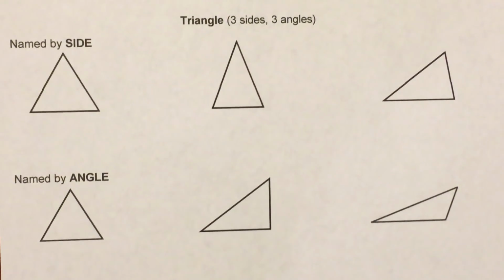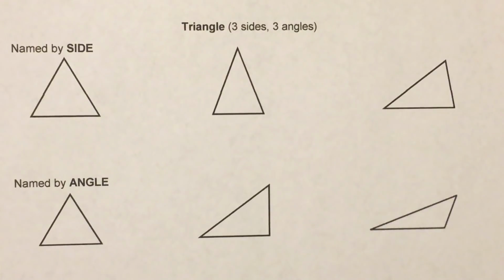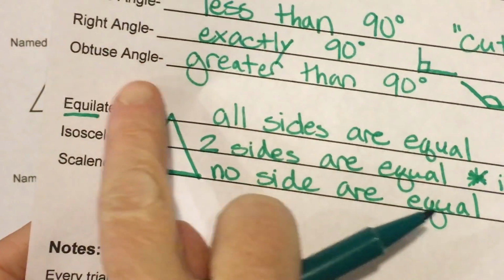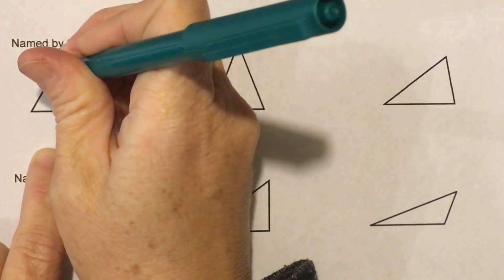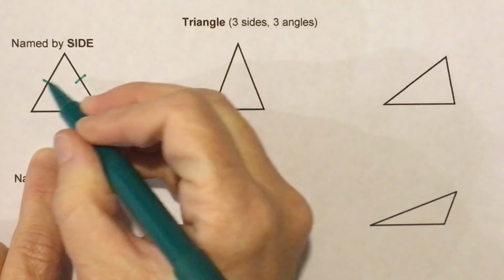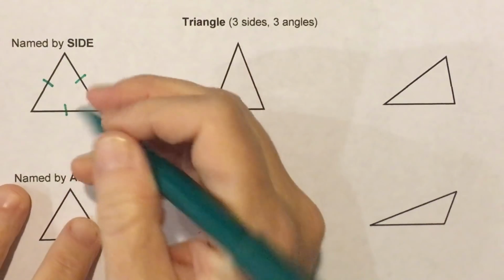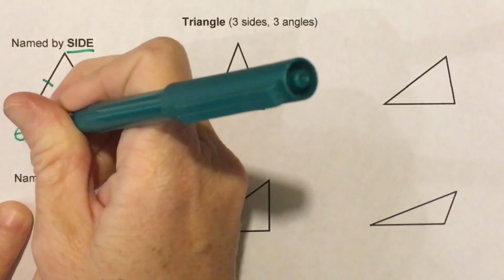Okay, so what are these 2 names? Let's look at a few of these. So here's some triangles. Now these aren't the only ones, but these are just good examples of what these triangles would look like. Okay, so now I'm going to name them by their side. So kind of what I wrote down here could help me. If I look at this triangle, these three sides look equal. And the way that I can demonstrate that is by using these tally marks. So this triangle's side name would be an equilateral.